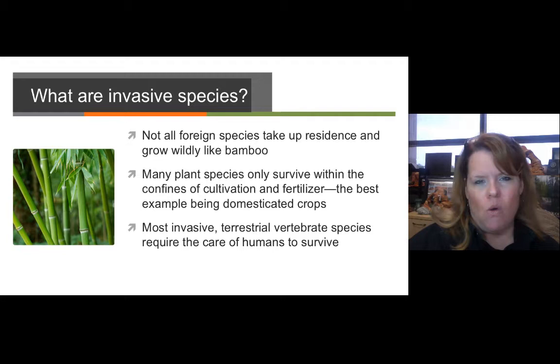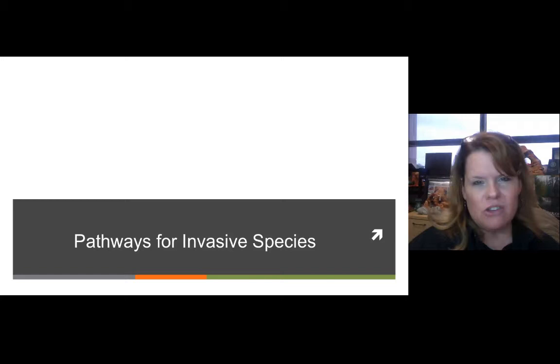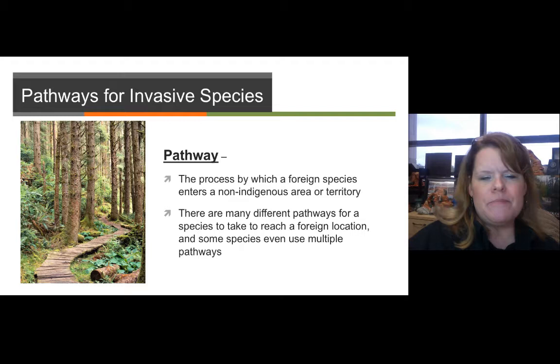So many plant species can only survive within the confines of cultivation and fertilizer, the best example being domesticated crops. Most invasive terrestrial vertebrate, meaning having a backbone species, require the care of humans in order to survive. So let's examine some pathways for invasive species and explain what that pathway means. By definition, a pathway is the process by which a foreign species enters a non-indigenous area or territory.